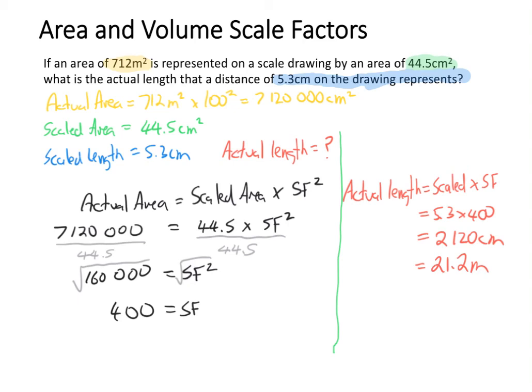So based on the information in the question, where we have an area of 712 meters squared that is represented by a scale drawing with an area of 44.5 centimeters squared, we can figure out the scale factor of that enlargement is 400. So a scaled length of 5.3 centimeters is enlarged using that scale factor of 400 to an actual length of 2,120 centimeters or 21.2 meters.